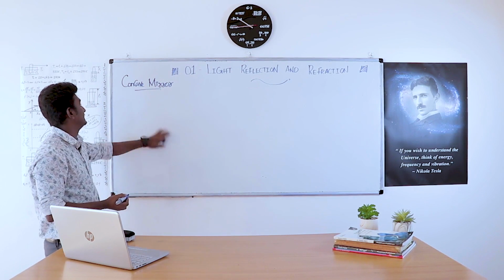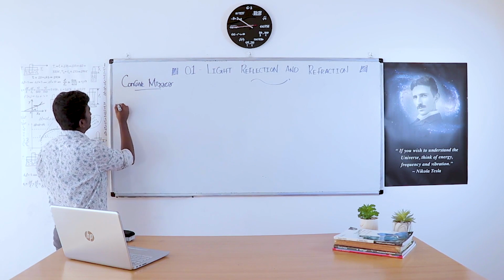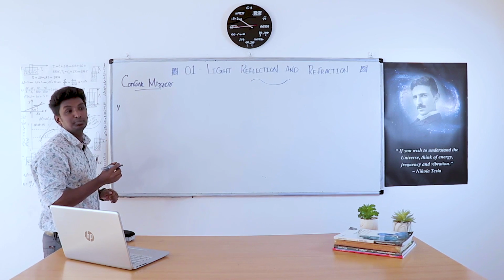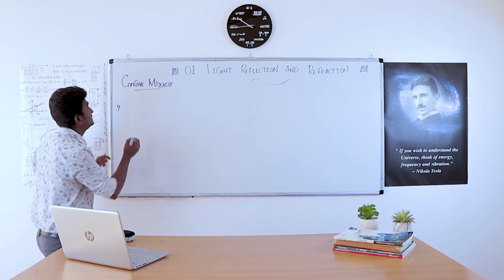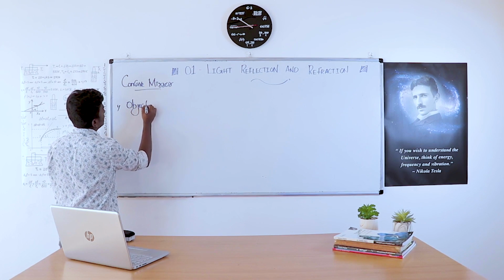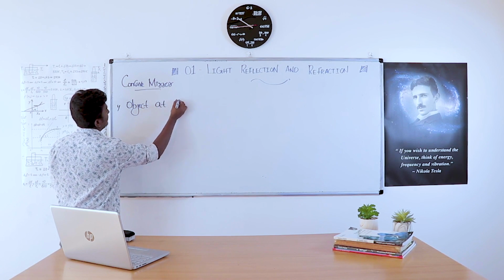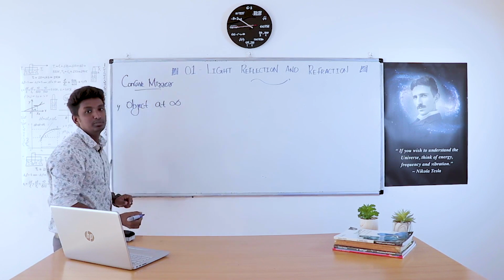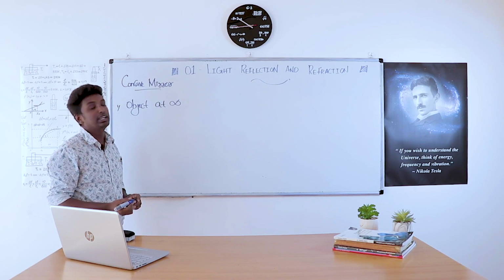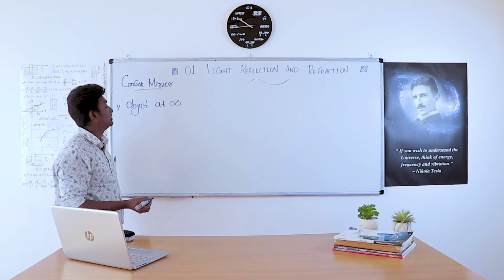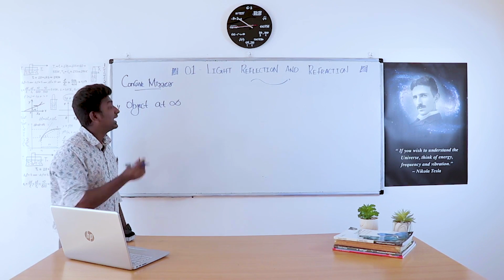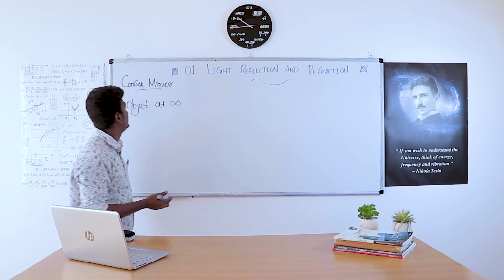We need to study 6 cases. First case, when the object is placed at infinity. Object is at infinity, where is the image formed? We need to draw the case and find where the image is formed, the size of the image, and the nature of the image.